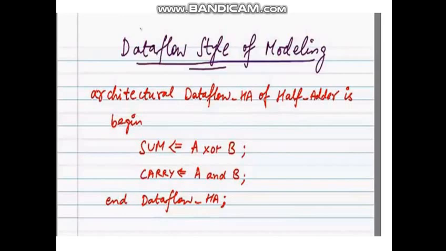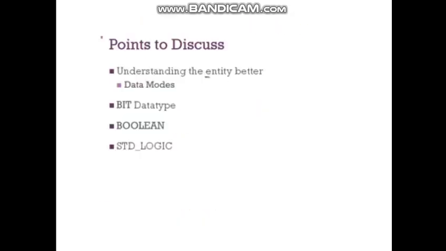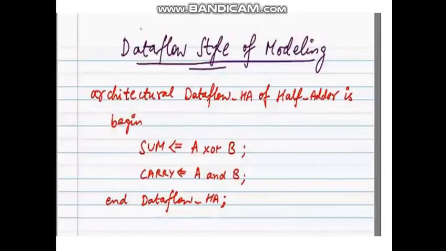Another is the data flow style of modeling. In the data flow style, it gives the specified information about the data flow. As you very well know, data flows from input to output, not from output to input. So, data mostly flows from input to output.